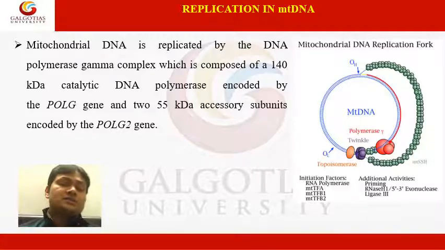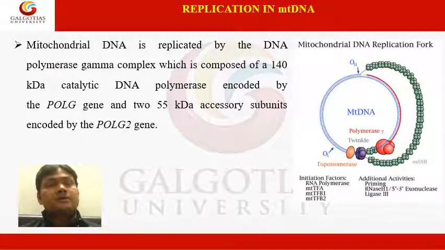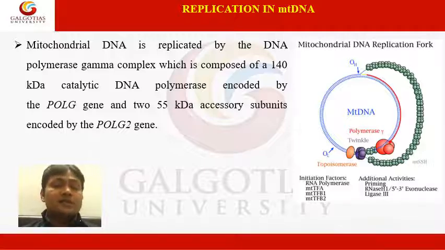Now we will discuss the replication of mitochondrial DNA. The mitochondrial DNA is replicated by the DNA polymerase gamma complex, which is composed of a 140 kilodalton catalytic DNA polymerase, encoded by the gene known as POLG, and two 55 kilodalton accessory subunits, which are encoded by a different gene known as POLG2.